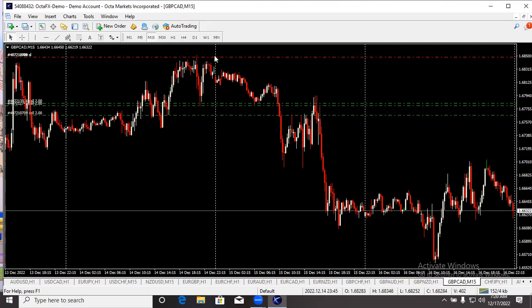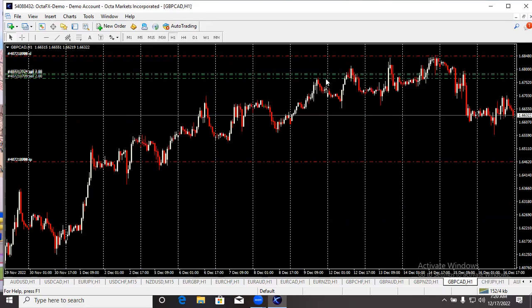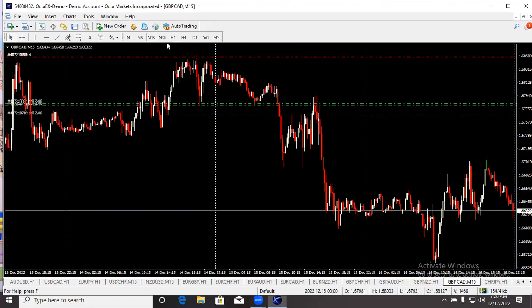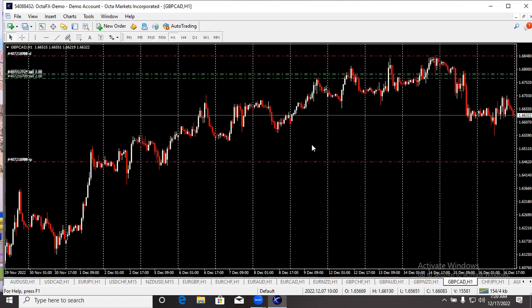Actually, I took the trade on the 1 hour time frame. That's the reason you see it like this. So you cannot blame me for that. I took the trade on the 1 hour time frame. Then I set the stop loss and the take profit on my 1 hour time frame at around this place.